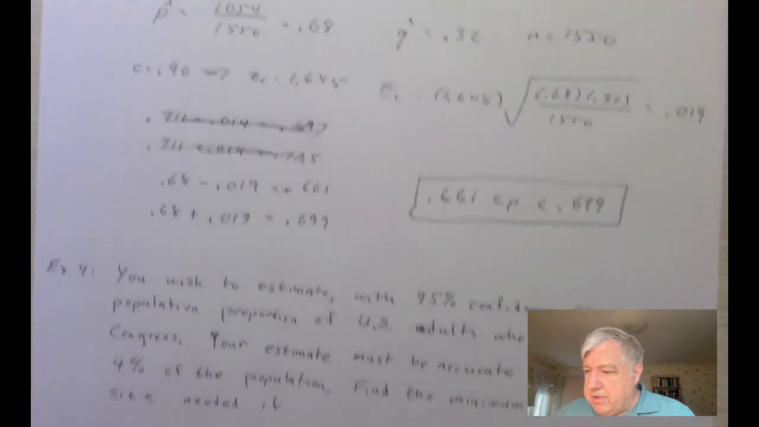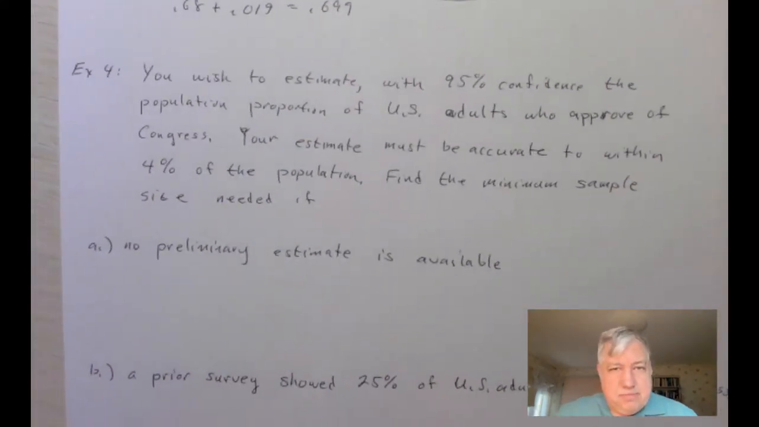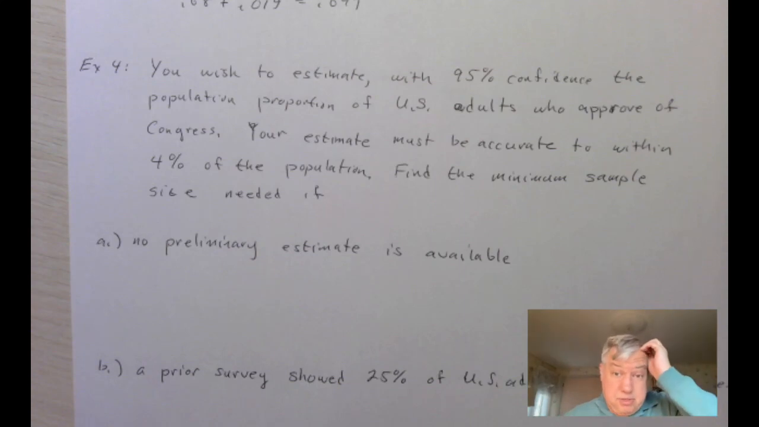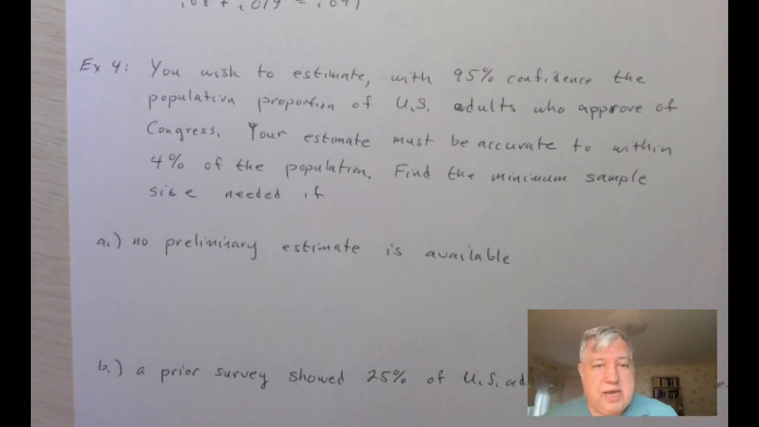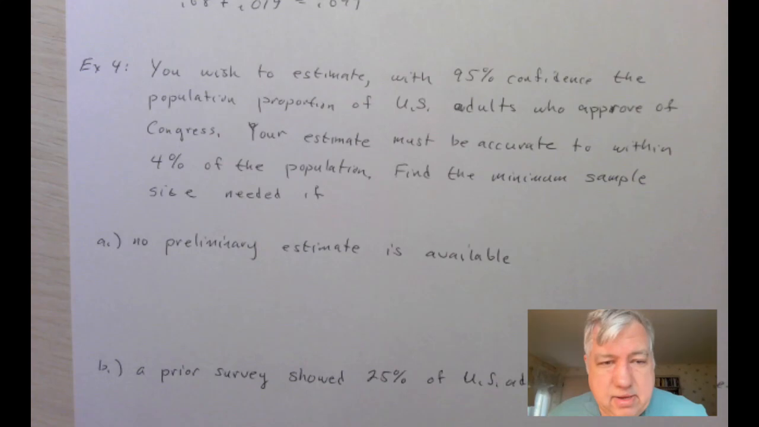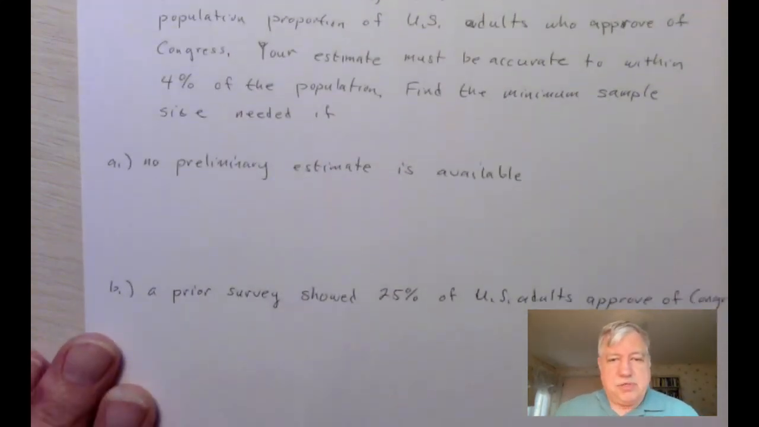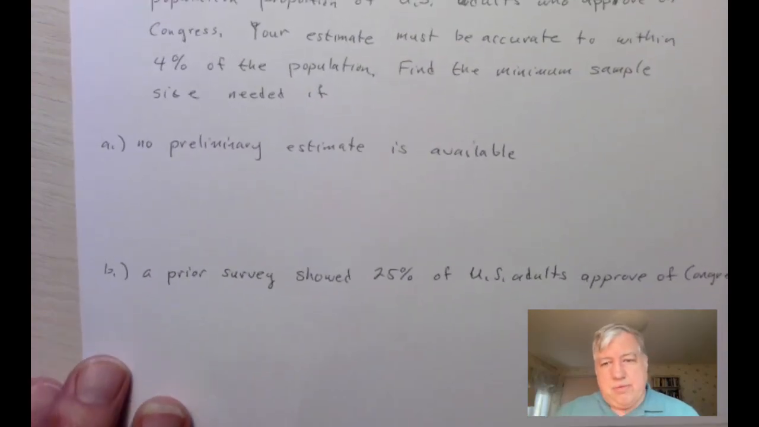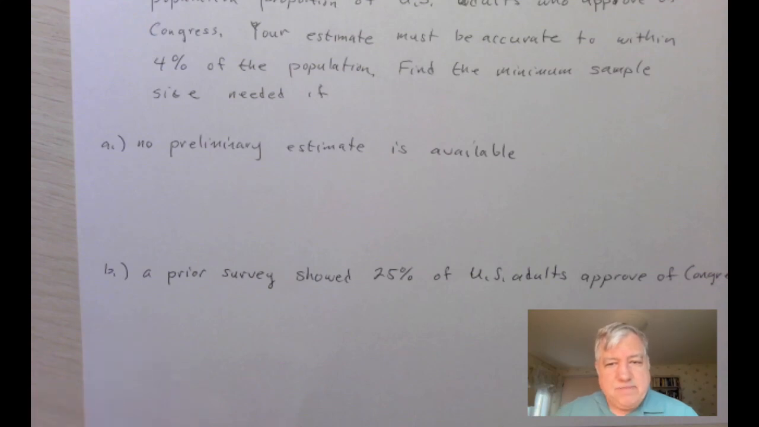So on the last example, we're doing something a little different. You wish to estimate with 95% confidence the population proportion of U.S. adults that approve of Congress. Your estimate must be accurate to within 4% of the population. Find the minimum sample size needed if A, no preliminary estimate is available, or B, a prior survey showed that 25% of U.S. adults approve of Congress.